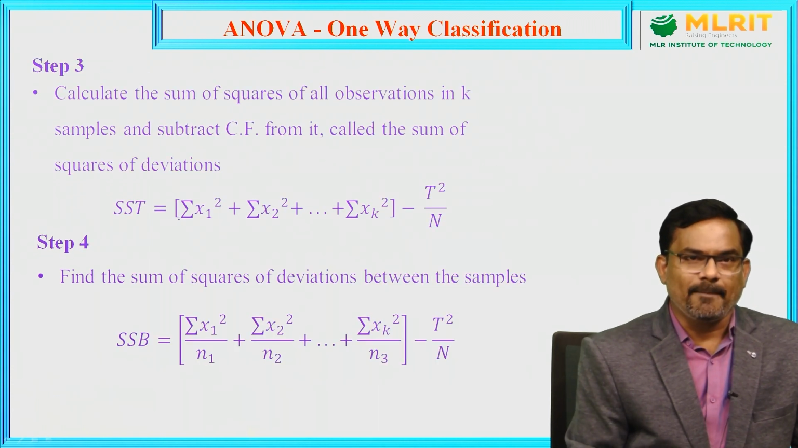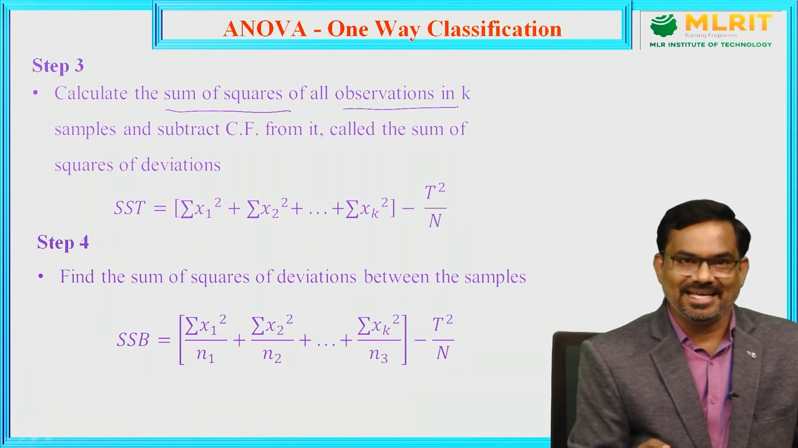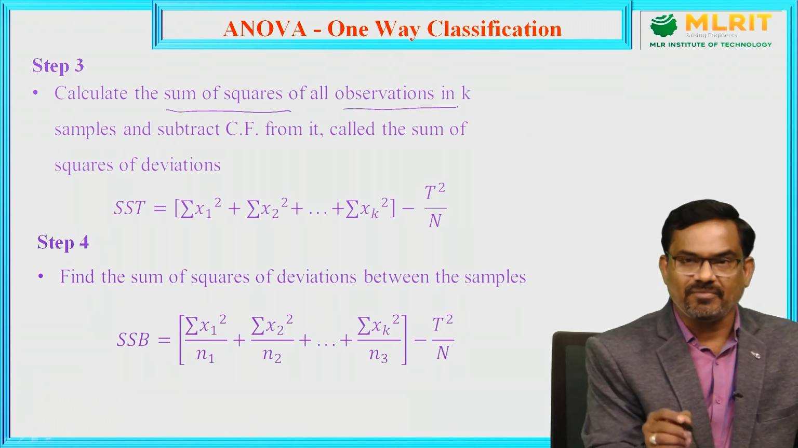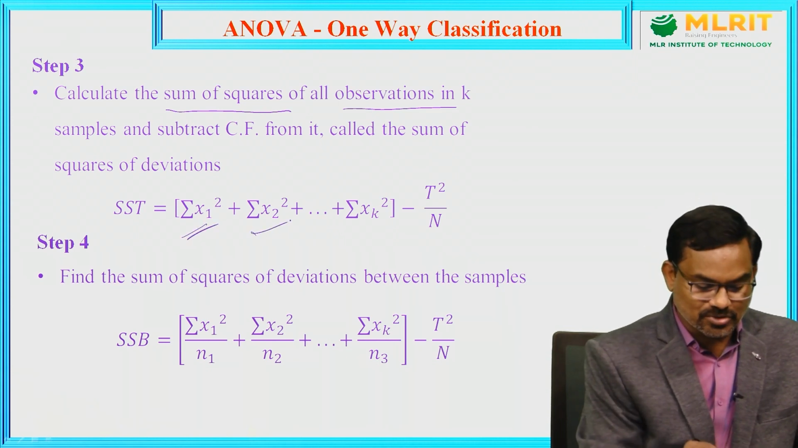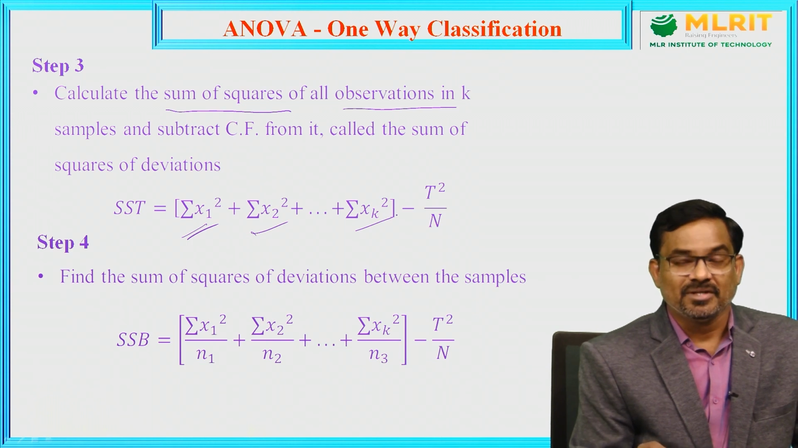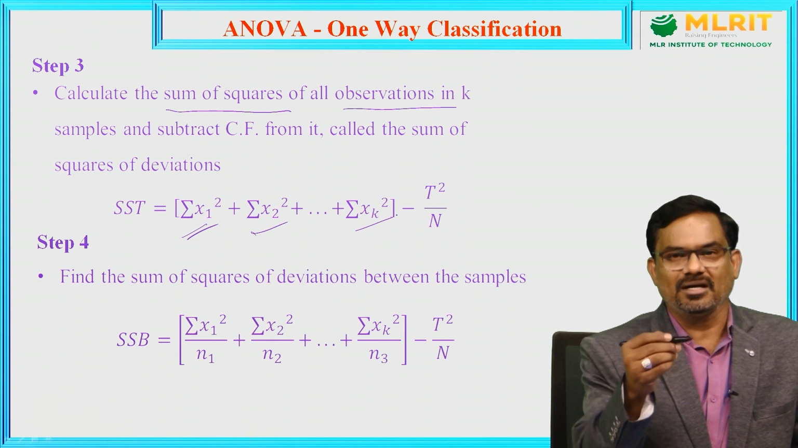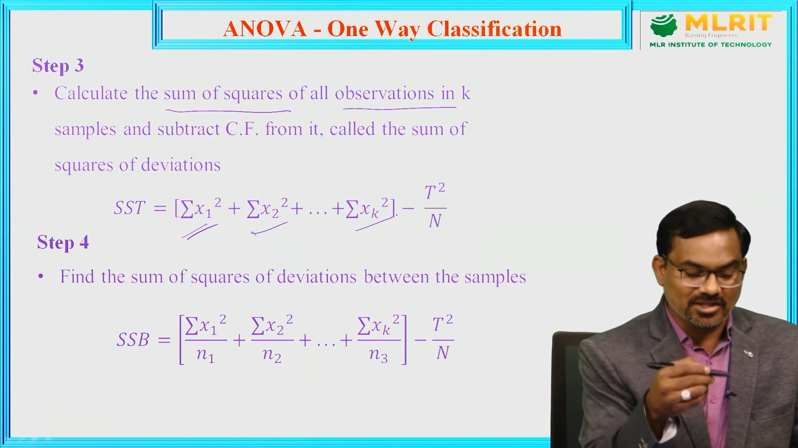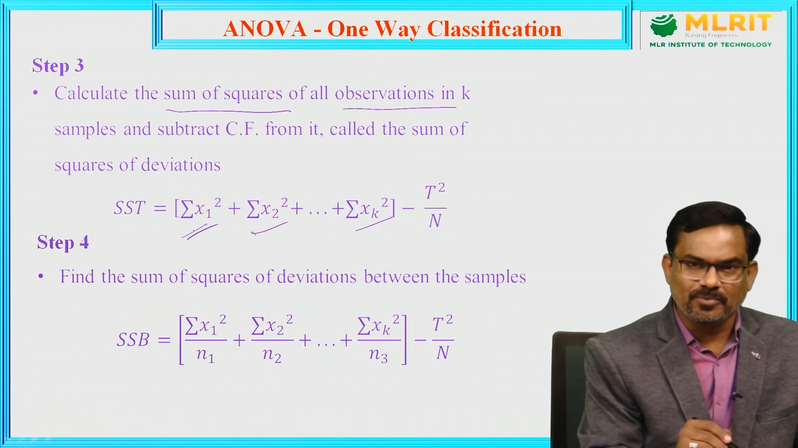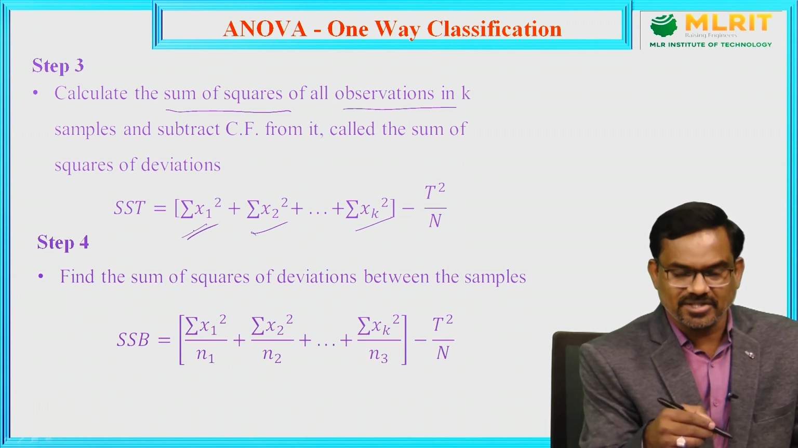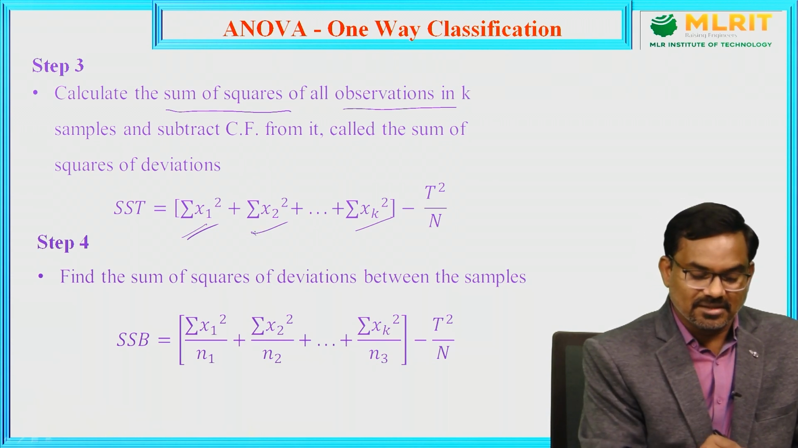In step 3, now we calculate the sum of squares of all observations in k samples. For example, you see here sigma x1 square, sigma x2 square, sigma xk square. So, sum of the squares of all observations. First we square all the given observations and then we consider the total for sample 1, that is sigma x1 square. Consider sample 2, square all the values or the observations given and add all those square values. So, that is sigma x2 square.